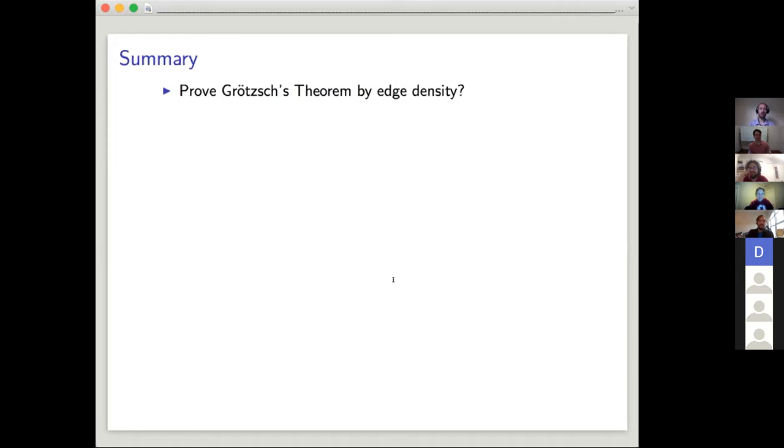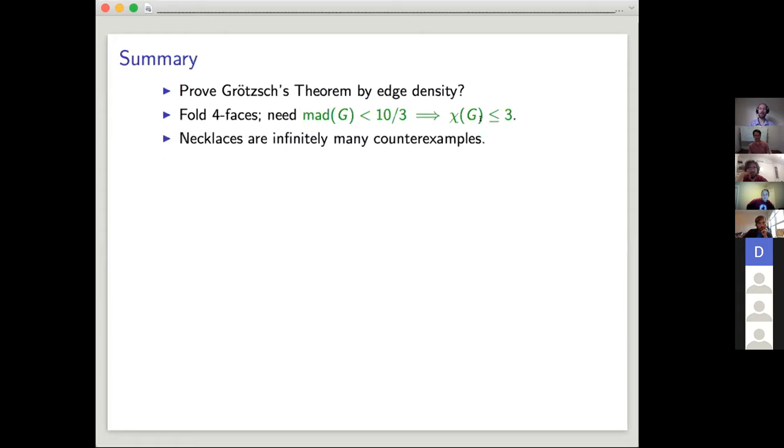So let's sum up. What did we do today? We started out wanting to prove Grötzsch's theorem, that if you're planar with no 3-cycle, then it's 3-colorable, using just edge density. We said, okay, if you can fold away these 4-faces, then you have a planar graph with girth at least 5. And that's nicer. And we wanted to say, maybe we don't need the planarity. Maybe just this bound of 10/3 on MAD would be enough. But the necklaces are the counterexamples.